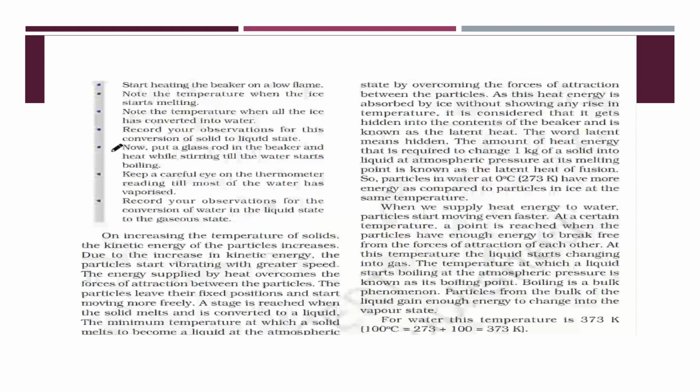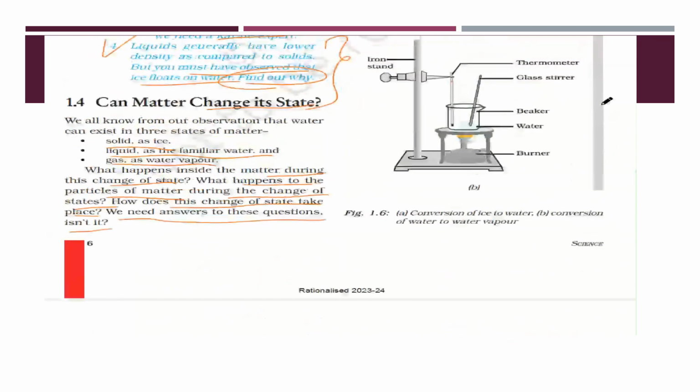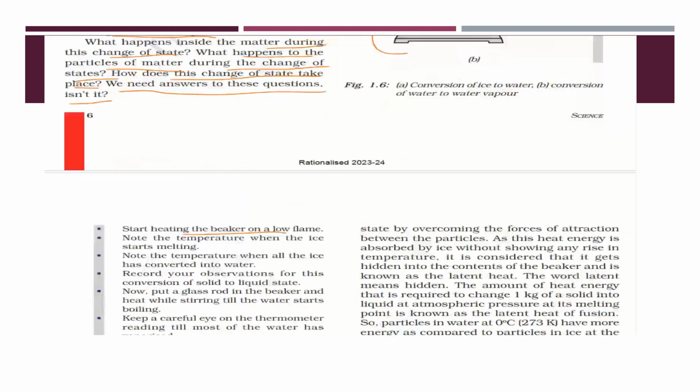So start heating a beaker on a low flame. You can see the diagram here. You have started heating a beaker. You have taken a thermometer which is fixed here. We have taken a glass stirrer. We have taken water here and a Bunsen burner, and we have fixed all this with an iron stand. So let us see what we are doing in the procedure of the experiment.